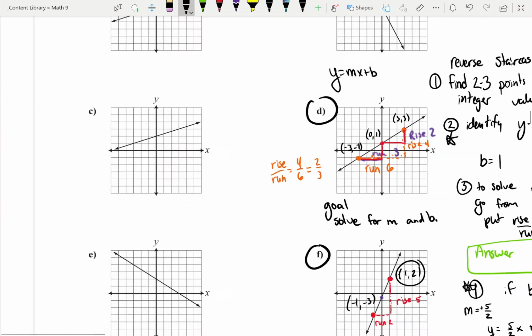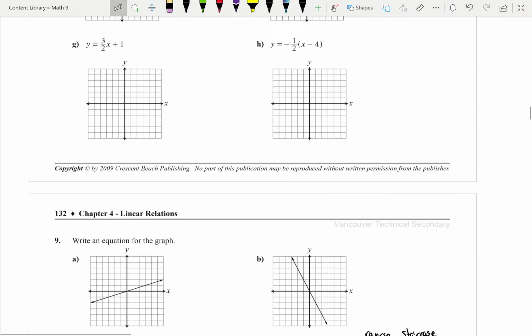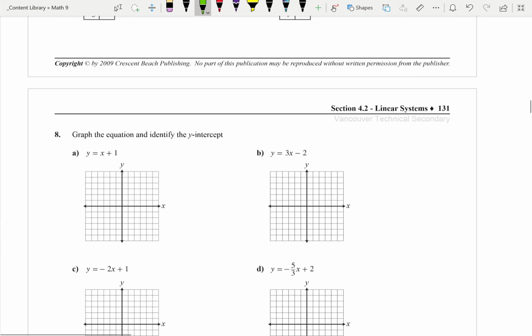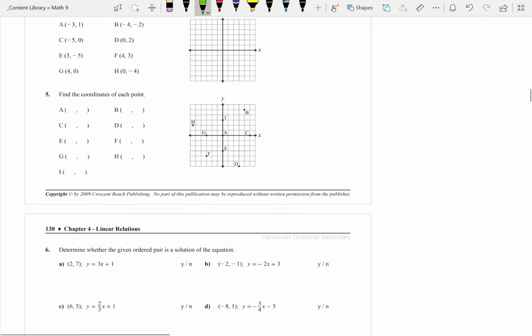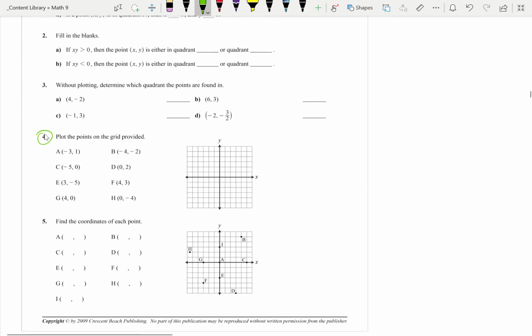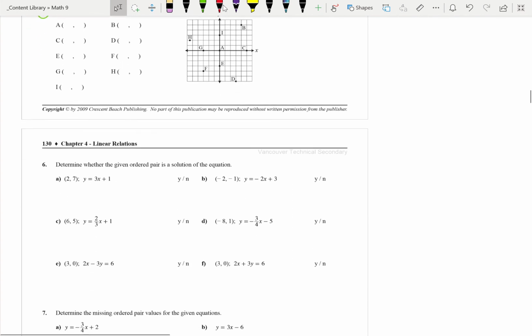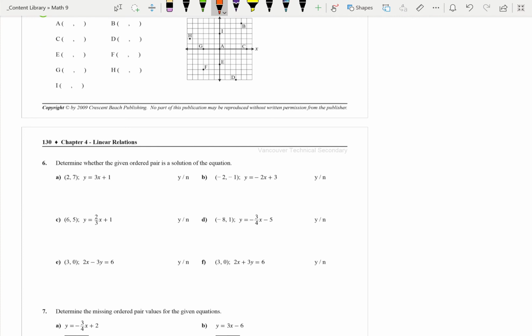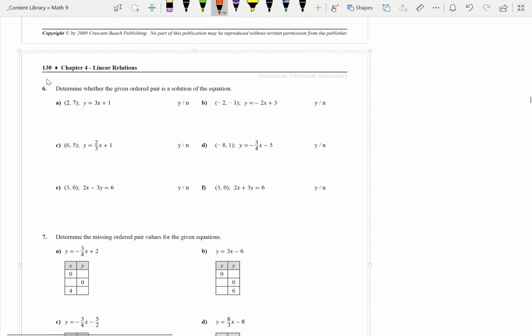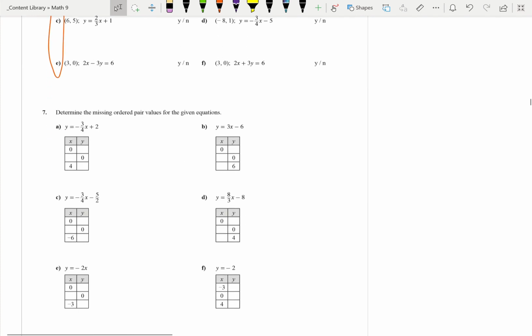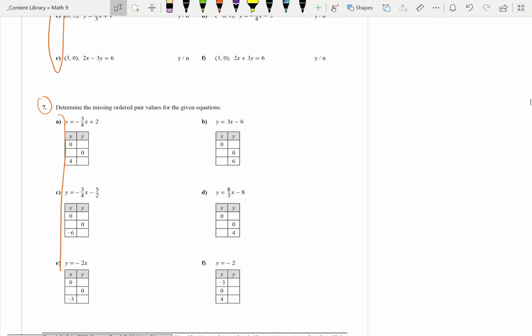So for homework, what I'd like to give you is some practice for here. 4 and 5, these are our mild. Basically, 4 is we're plotting points, 5 is we're doing the opposite, we're given points and we have to find their coordinates. This is just a bit of practice and review. Our medium is 6, we'll do ACE, and 7 ACE.